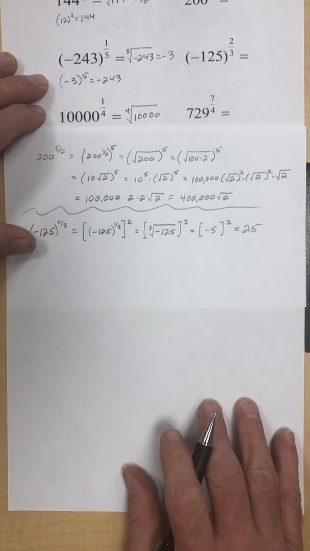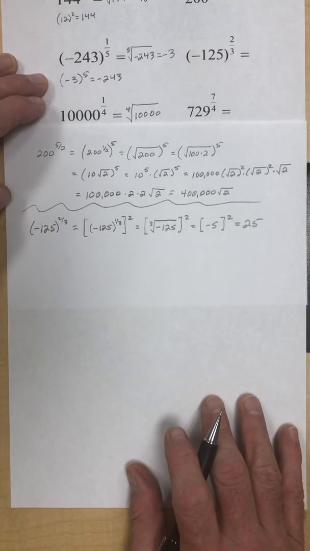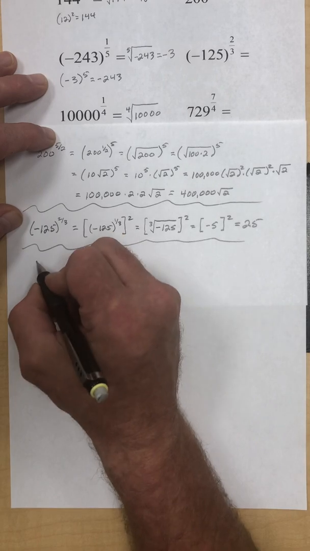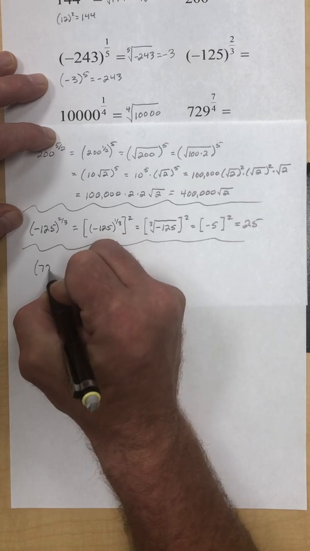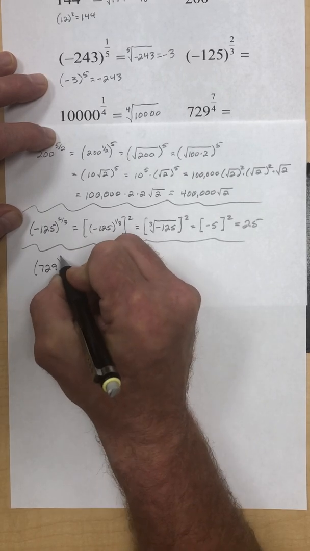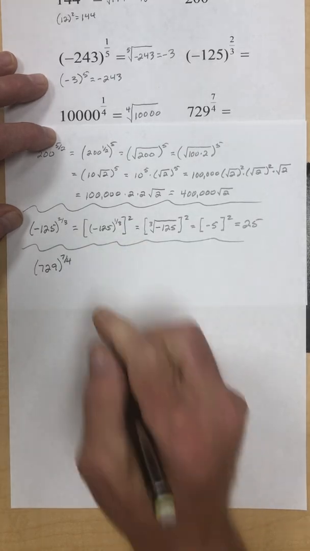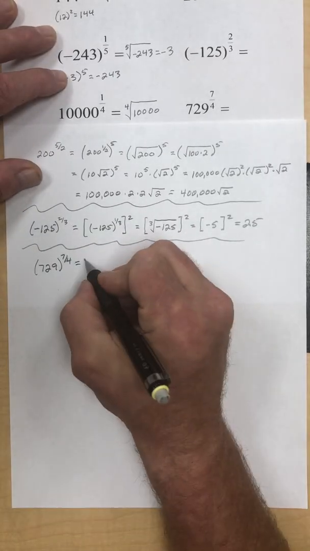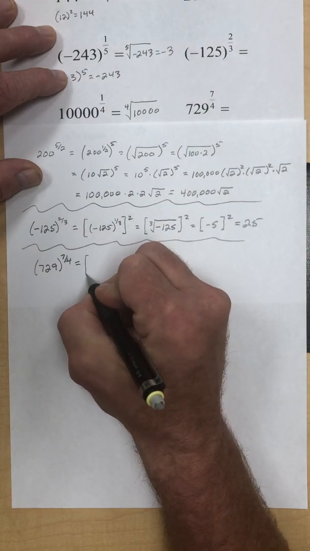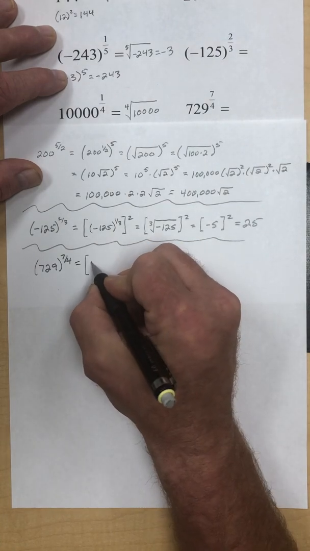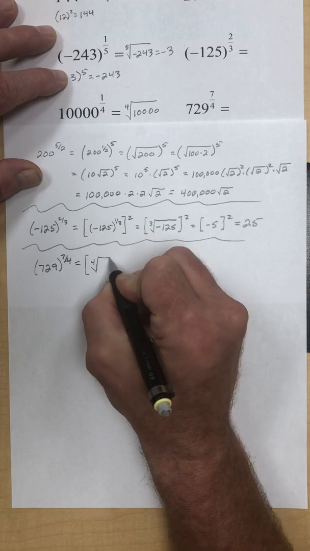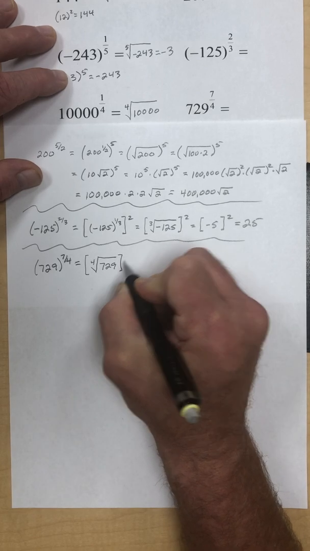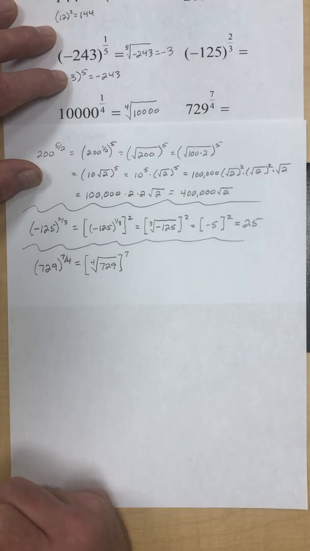And then we get down to this guy, which is a little tough. We have 729 to the 7/4 power. So I'm going to do the same thing. I'm going to take the 4th root of 729, and then after I'm done, I have to raise that to the 7th power.